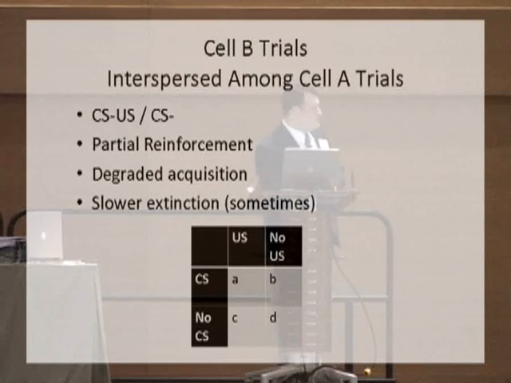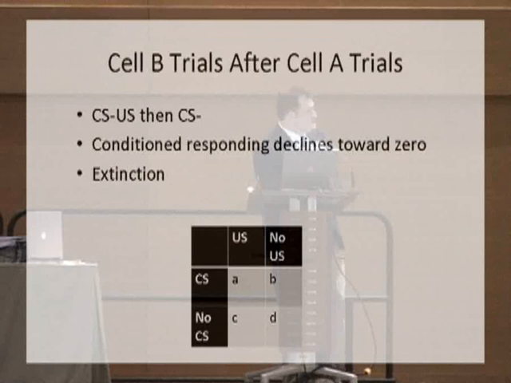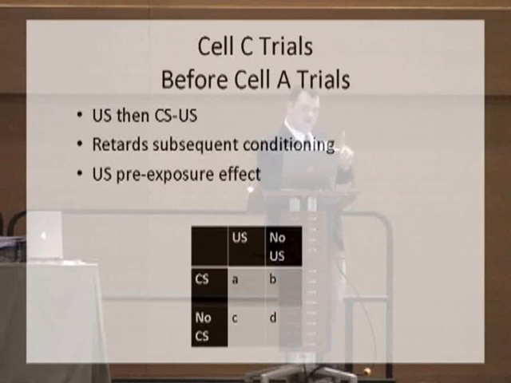Second thing you can do, intersperse the cell B trials among the cell A trials. So you have non-reinforced CS presentations interspersed among CS-US presentations. This procedure is called partial reinforcement. And it too degrades acquisition and sometimes is seen to slow extinction. Now suppose that the cell B trials, the CS alone trials, occur after the CS-US pairings. This procedure is called extinction. And extinction has an extremely deleterious effect on conditioned responding. Now those are usually more familiar than these 3.